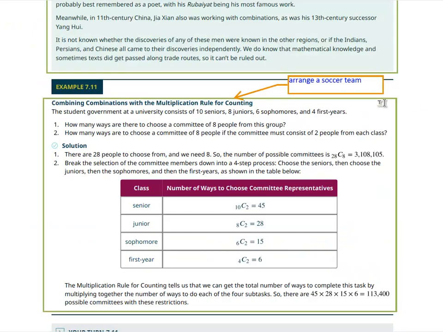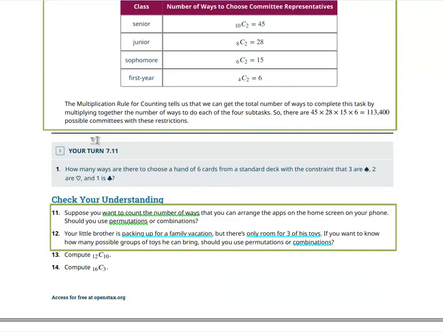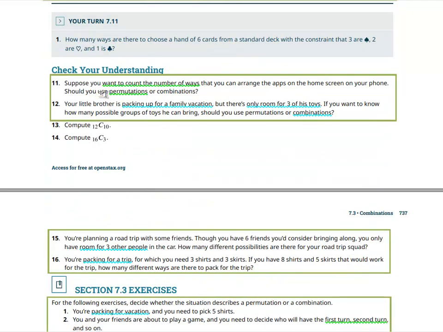All right, let's look at the rest of this. Again, I have underlined what I'm pretty sure permutations are and what combinations are. So when your little brother is packing for a family vacation, only room for 3 toys. Well, it really doesn't matter how he arranges the 3 toys in the luggage. So the permutation doesn't matter, it's only a combination. Unless, of course, the little brother decides, well, these 2 toys I want to put in the luggage, and this one toy I want to take into the carry-on. Okay, now a permutation could matter, right?